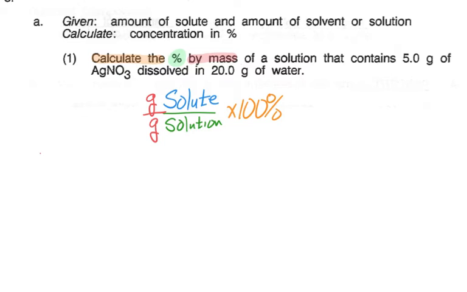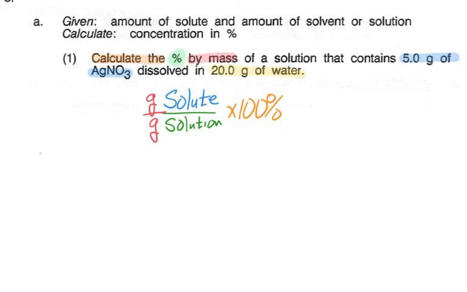So let's read the question carefully. Reading it carefully, we see that this solution contains 5 grams of silver nitrate and 20 grams of water. You need to identify what is the solute, what is the solvent, and what is the solution. In this case, we have 5 grams of AgNO3, and that is the one that we have less of, so that is our solute. Then we see that we have 20 grams of water. And here's the tricky part. When it says just water, that is not the solution, but the solvent.